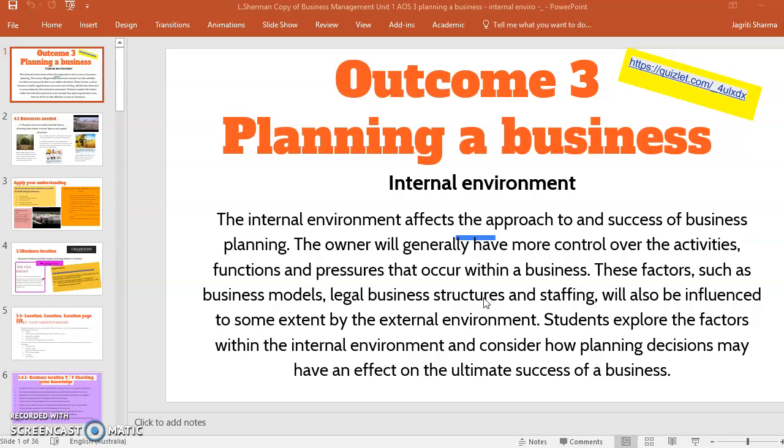For example, in this coronavirus situation, most of the businesses are laying off their employees. Employees are a part of the internal structure of the business, but they are being affected by the external environment at the moment. So some of the factors will be affected by the external environment, but most of the internal environment we will have control over. Students will explore the factors within the internal environment and consider how planning decisions may have an effect on the ultimate success of business.